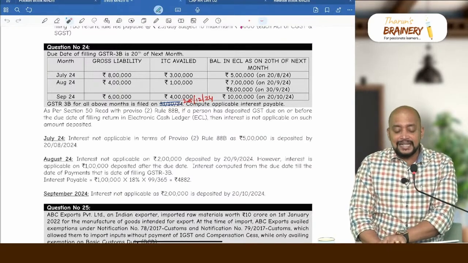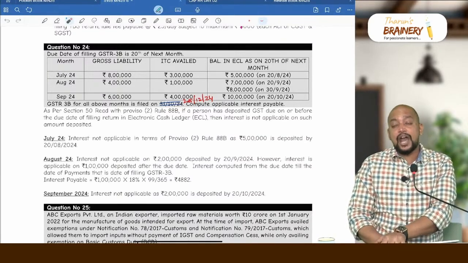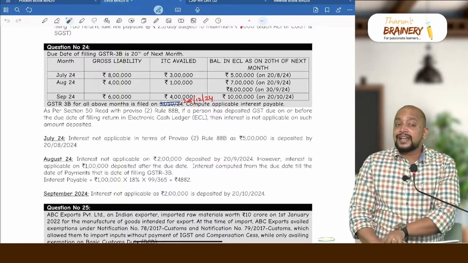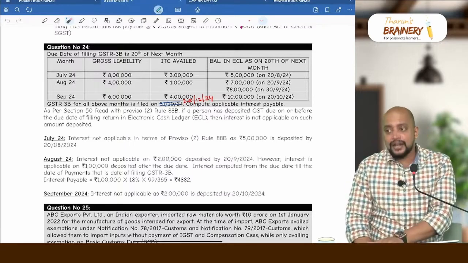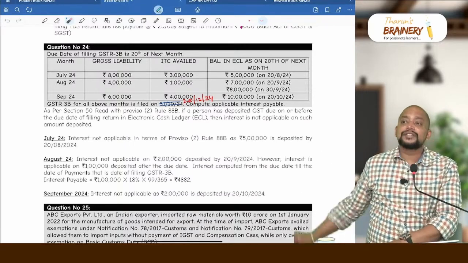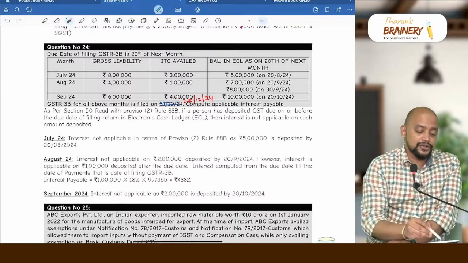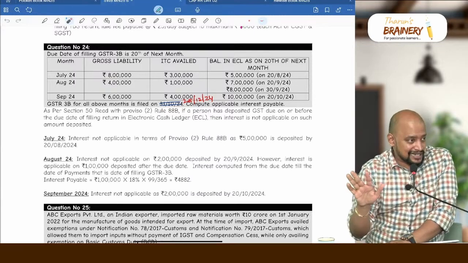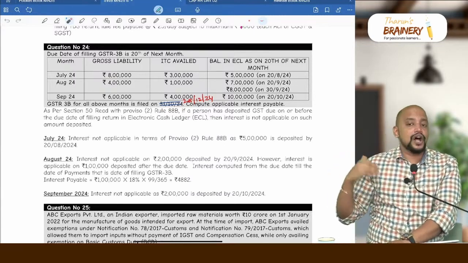Whether that 5 lakhs I am making payment, like I have maintained as on the due date of 3B? Yes, I am maintaining the balance as on the 3B due date, so no need to pay interest, because the net liability of 5 lakhs, due date of July is 20th August, I maintained that, so I don't have to pay interest. Is that clear? Then go to August month.